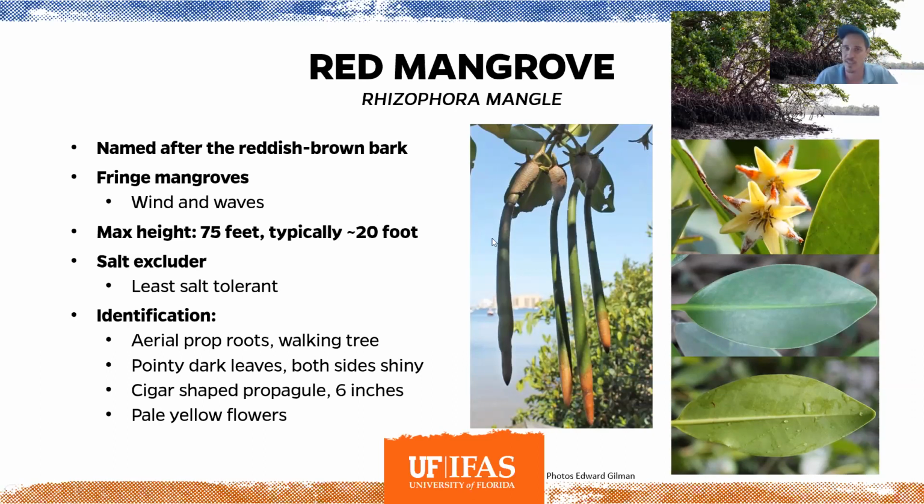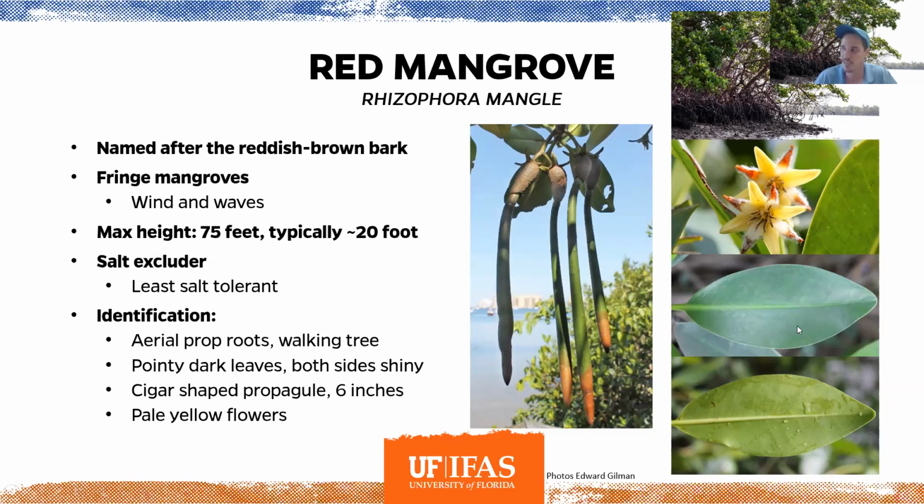So another easy way to identify this mangrove is by these long, cigar-shaped propagules. They're the largest ones. They have the longest propagule viability. They can float around the ocean for up to a year and still produce a plant. So definitely a colonizer kind of species.